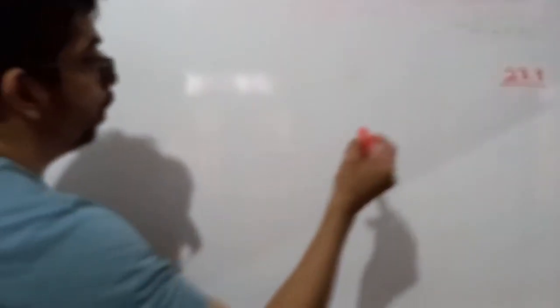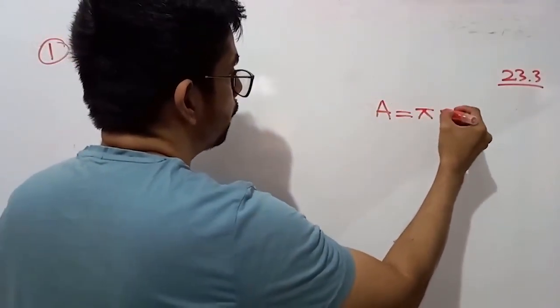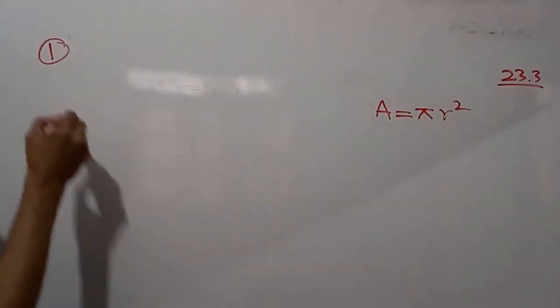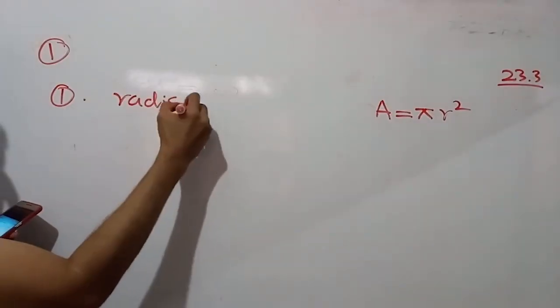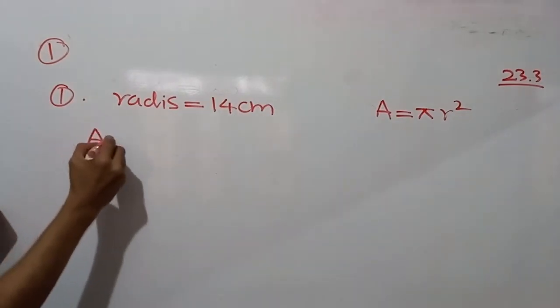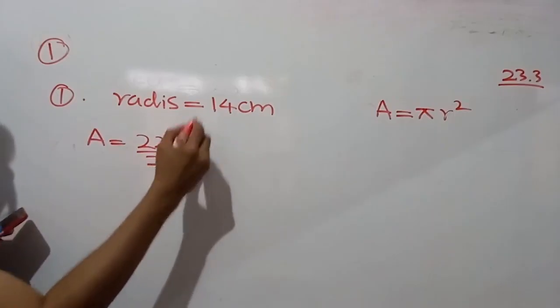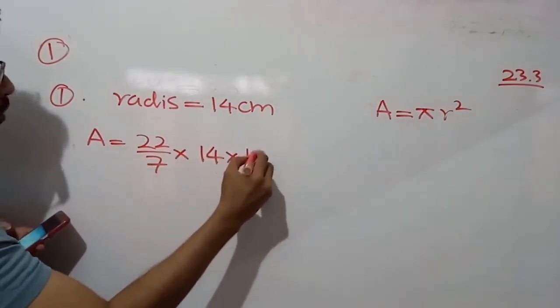Exercise 23.2, question number 1. The following are the dimensions of some circular laminas. Find the area of each lamina. Use 22 by 7 for the value of pi. So we know that the area of a circle is pi r square. So first one, the radius is 14 centimeters. Right? So the area A, pi is 22 by 7, r is 14 times 14.